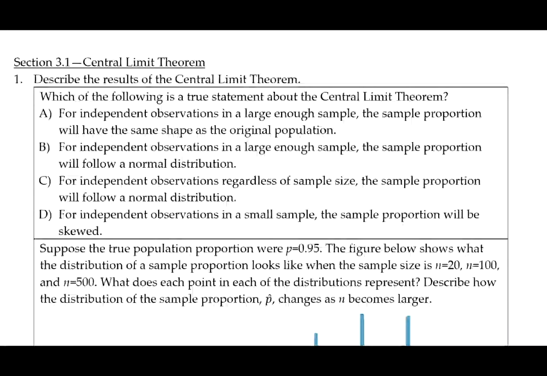The central limit theorem is a really important theorem or conclusion in statistics. It tells us that if we take a large enough sample, then the sampling distribution will be bell-shaped, normally distributed. So we're talking about the sample proportion here. If we take a large enough sample, then that sample proportion will follow a normal distribution. So the correct answer here is B.